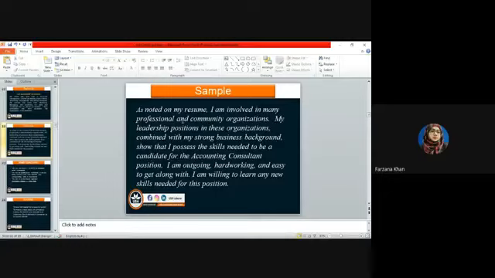Here, he tried to match his skills with the requirement of the job. He again tries to convince the reader that he is the perfect, fit person for that particular job. So again: I'm outgoing, hardworking, and easy to get along with. I'm willing to learn any new skills needed for this position. Here he has basically given a clue that if there are other requirements of this job, he is willing to learn the new skills.